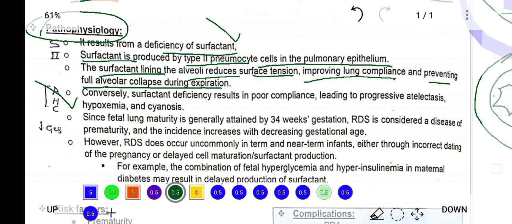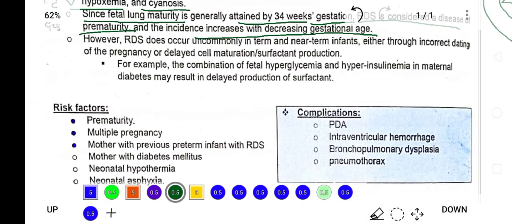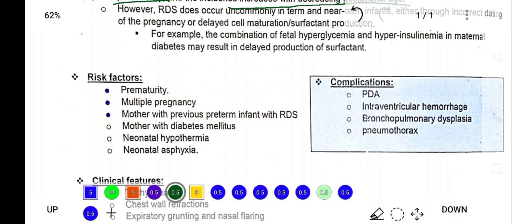Now, when a baby develops respiratory distress syndrome, the complaint will be hypoxemia, meaning decreased oxygen in the blood, and cyanosis, the baby will be blue. Fetal lung maturity is attained at 34 weeks of gestation, so respiratory distress syndrome develops in babies who are premature, and these babies are more prone to it. In this way, the baby develops respiratory distress syndrome when premature: there is not enough maturity, surfactant deficiency is there, and the baby develops hyaline membrane disease.